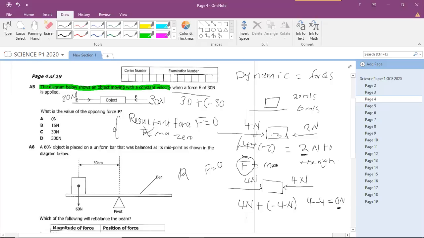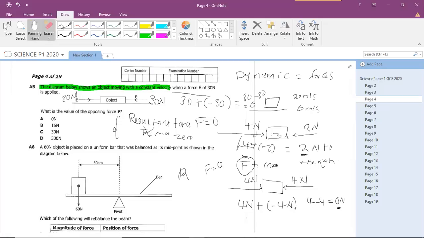This negative doesn't mean it's a negative. It means it's in the opposite direction. So force F is negative 30 newtons. It's 30 newtons acting in the opposite direction. So that will give us 30 minus 30, which gives us 0. So 0 resultant force means there is no acceleration. No acceleration means the object is moving at constant speed.